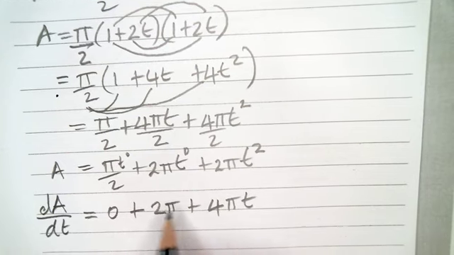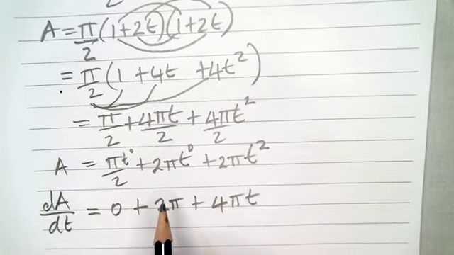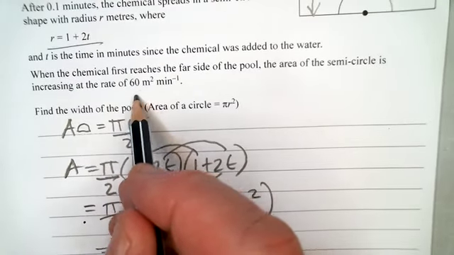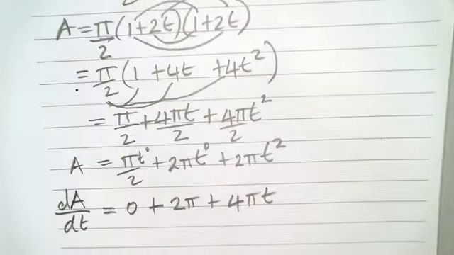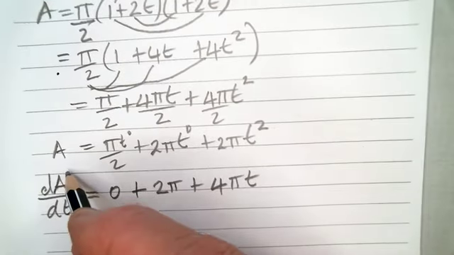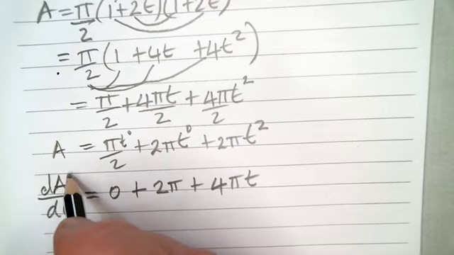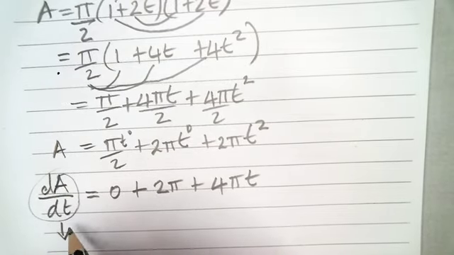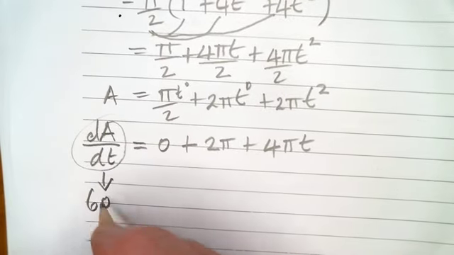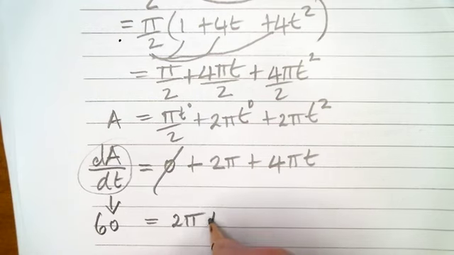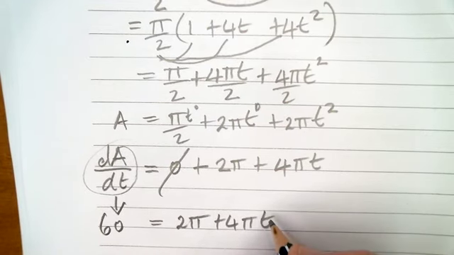Now we also know, though, that this is increasing at a rate. We actually know the rate of increase. The rate of increase, we're told, is 60 square meters per minute. So because this is area per time, square meters per minute, I can actually just substitute for that the 60 square meters per minute. So let's plonk that in there, 60, and that's equal to, and I don't need the 0 anymore, 2 pi plus 4 pi t.